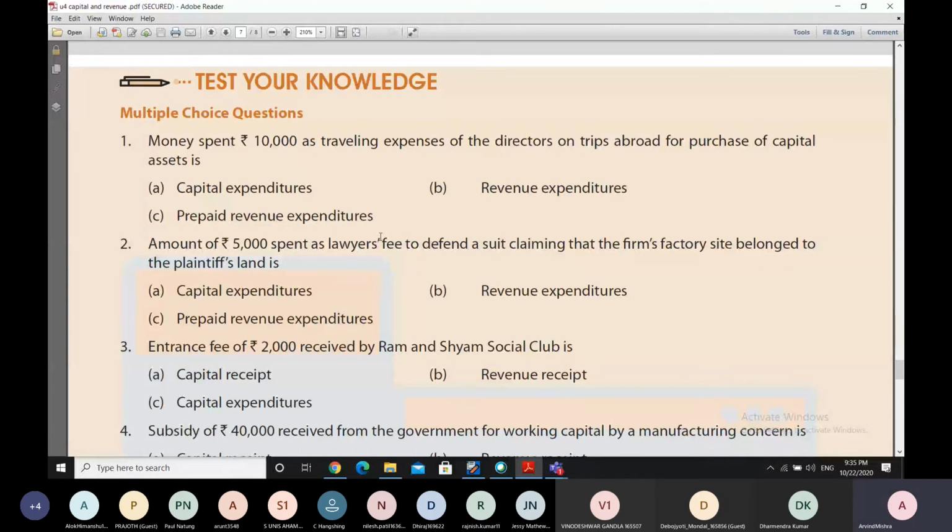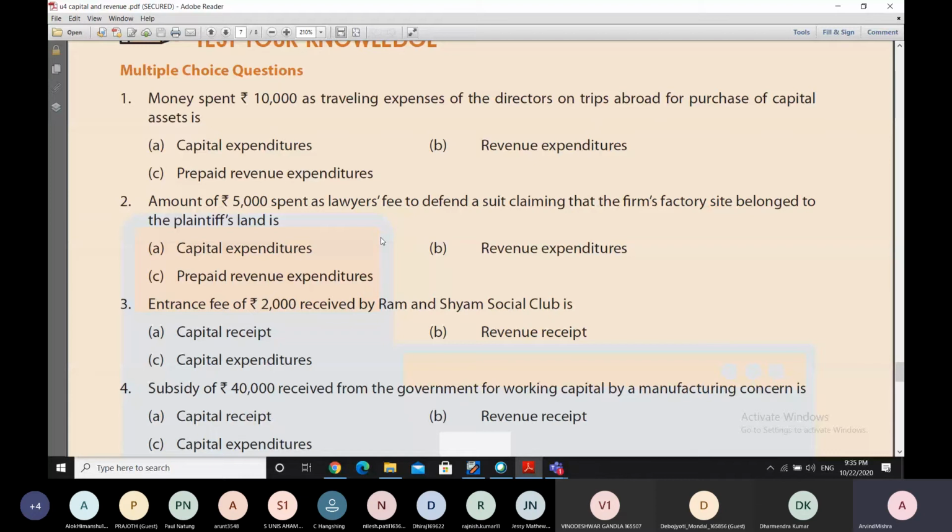And therefore the company, the factory firm has to fight the case, and they pay 5,000 rupees as lawyer's fee. So this lawyer's fee is being paid to maintain the business, because if this fee is not paid and they lose the business, the factory won't be able to operate. And therefore it is a revenue expenditure in nature, because this expenditure is being made to maintain the business, not to increase the productivity of the business or the time of the business.